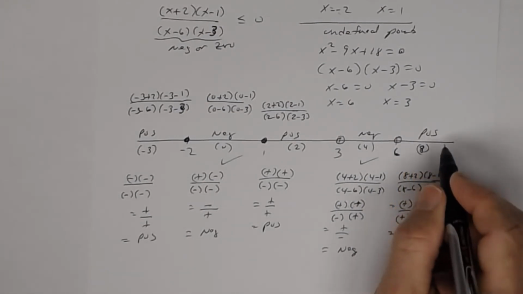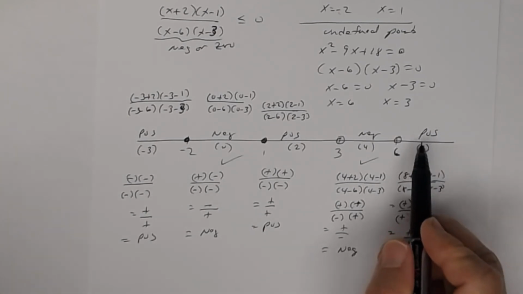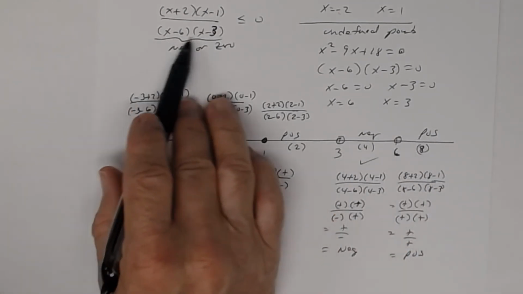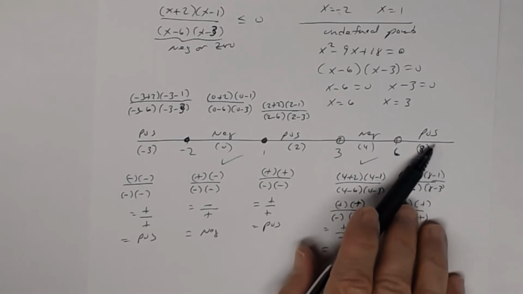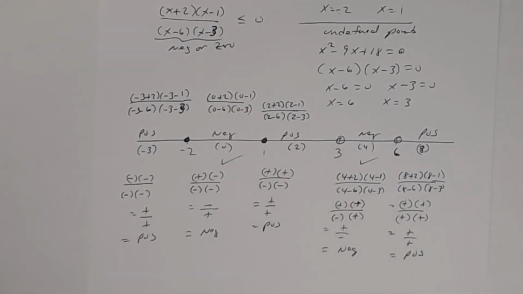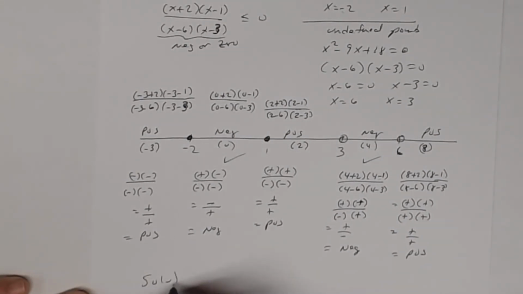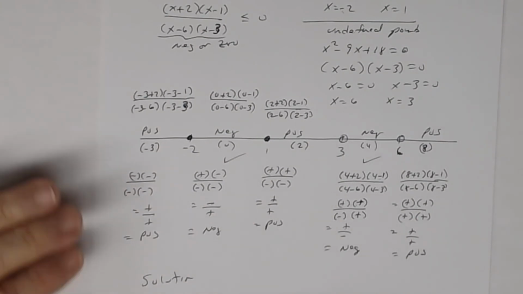So what we now know about the real numbers in this interval is that those are not going to be solutions, because any real number here makes this expression positive, but I want it to be negative or 0. All right, and we're done. We just have to indicate what the solution is. So there's your work, all of this.